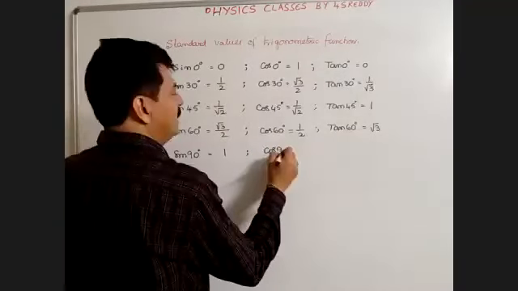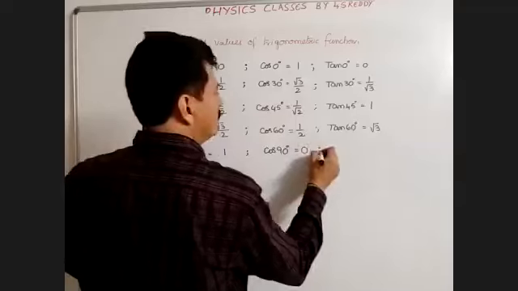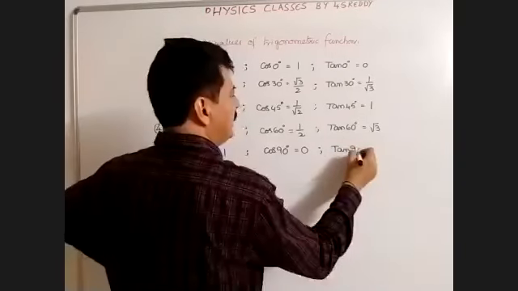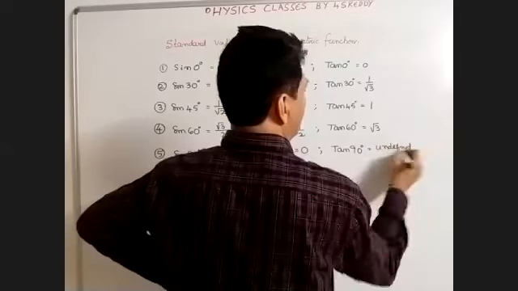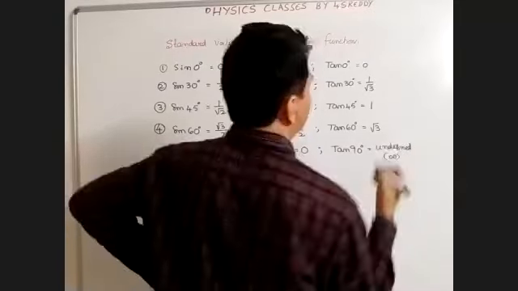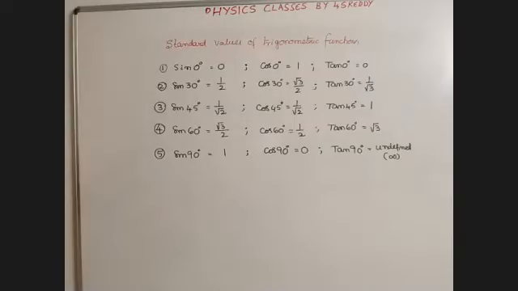cos 90 degrees, 0. Tan 90 degrees, undefined, or in general we can take it as infinite. Actually we should not say infinity, you can say it is always undefined.